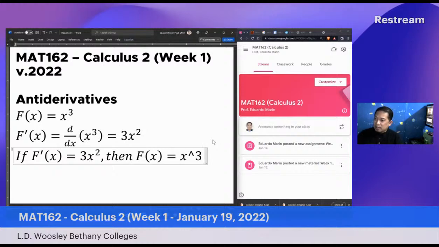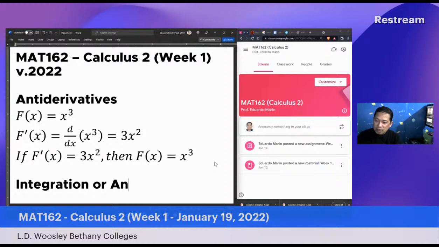Okay, integration, mga kapatid. The other way around, no? So that's the reverse of differentiation. Integration or antiderivative, that's how we call it. Antiderivative is the opposite operation.